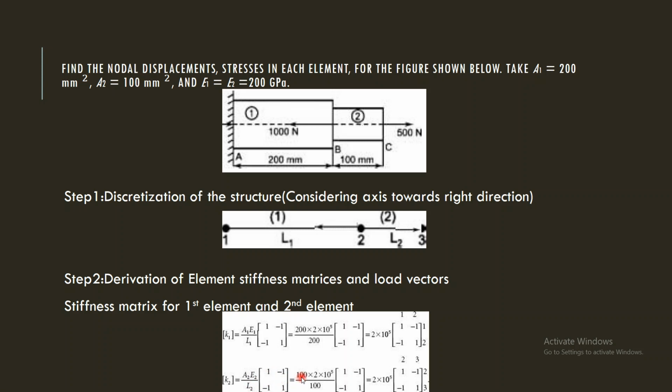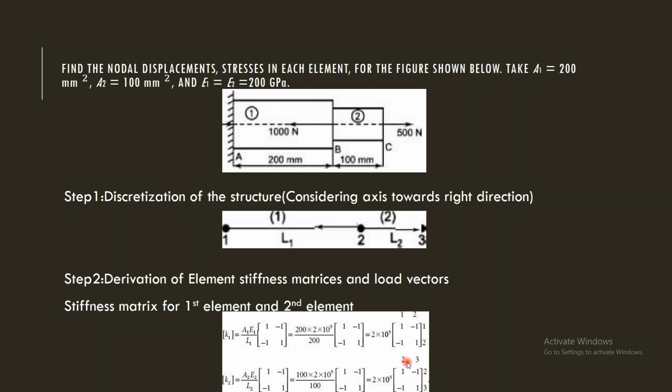So I am going to substitute the value of A2. A2 is 100 mm square. Note down that correction. Multiply by 2 into 10 raised to 5, divided by the length of element 2, that is 100 mm. If you do the substitution, once again I am going to get the same number, that is 2 into 10 raised to 5, times the matrix 1, minus 1, minus 1, 1, with indices 2 3, 2 3.